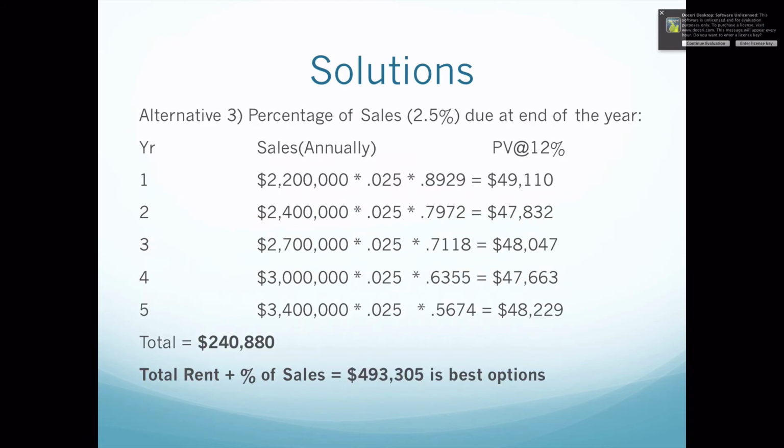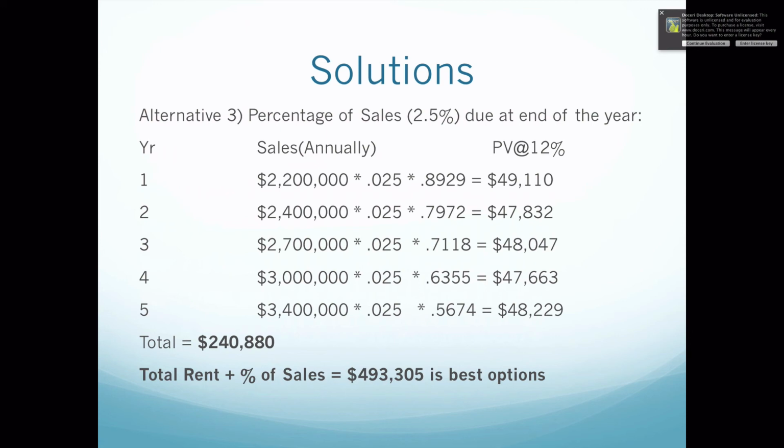We're going to have to calculate our percentage of sales, but we're doing this annually, and it was 2.5% of sales. Because it's annualized, we don't need to divide it by 12. So for the first year, we take our $2.2 million, which was our forecasted sales. Again, the sales came from the textbook. The 0.025 is the 2.5% calculation, and the 0.8929 is discounting it using the present value factor for 1 year at 12%.